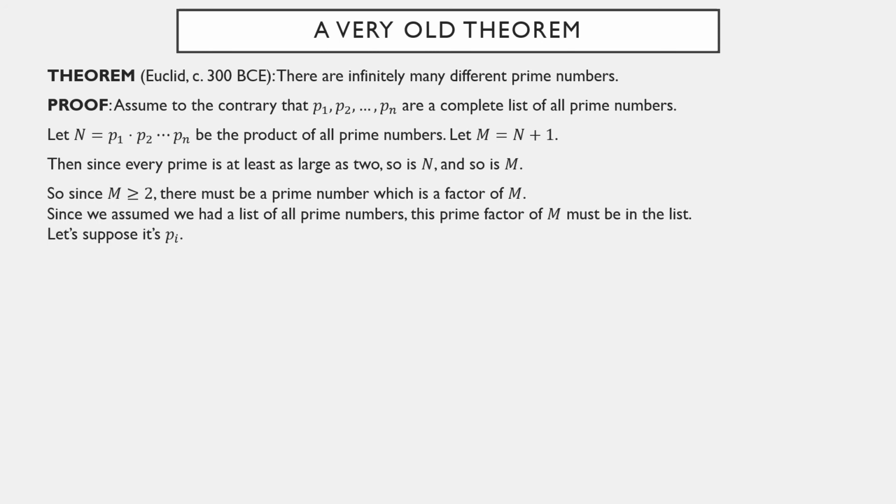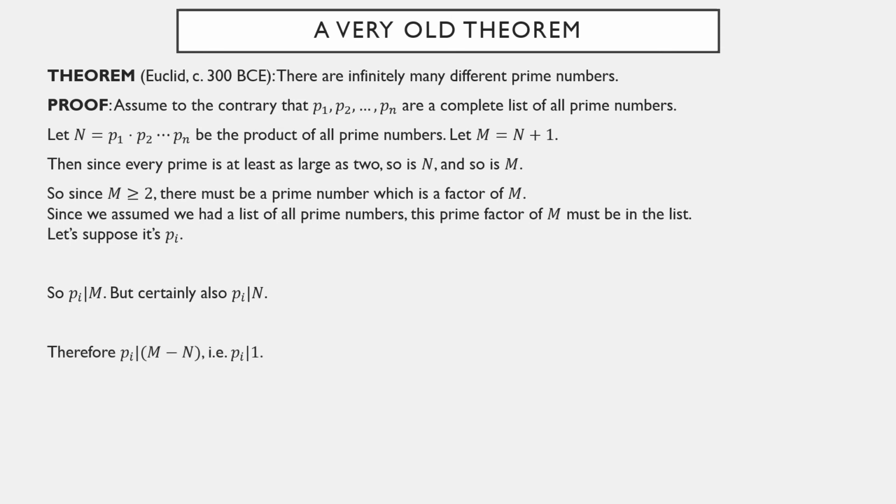We assumed, however, that every prime number is in that list of P sub 1 through P sub n. So whatever prime number I found to be a factor of M, let's call it P sub i, is in that list. So P sub i is a factor of M. M has a prime factor, I called it P sub i. But since P sub i is in that list of primes, it's definitely a factor of N, because N was explicitly constructed to be a product of all the prime numbers.